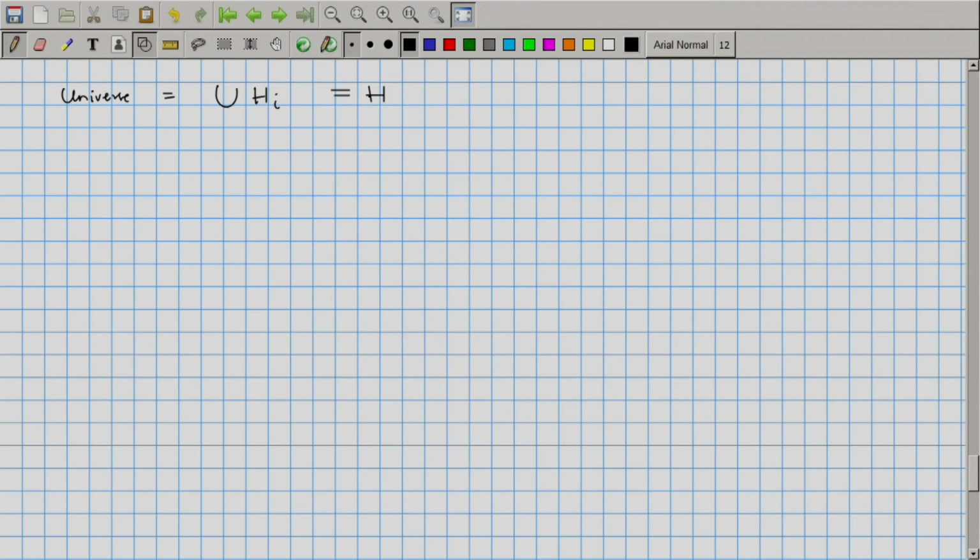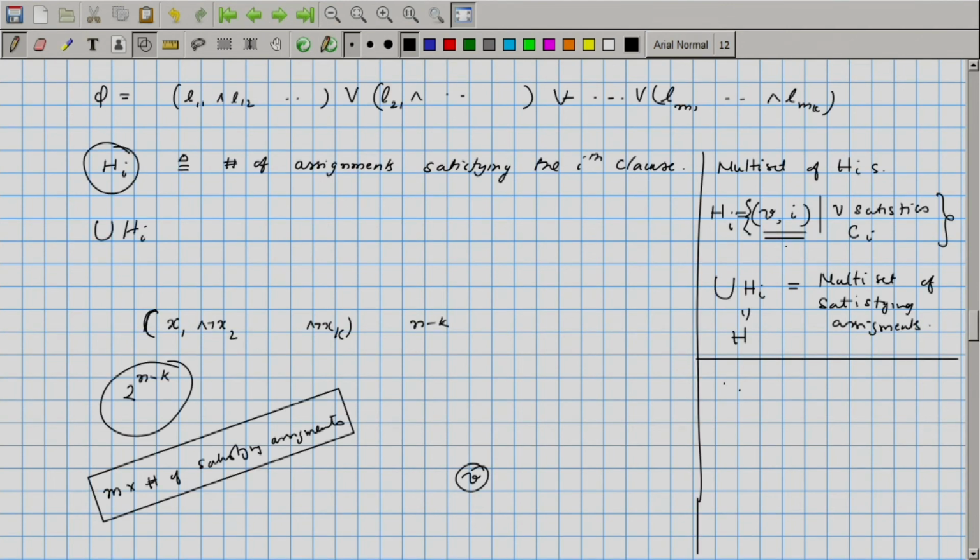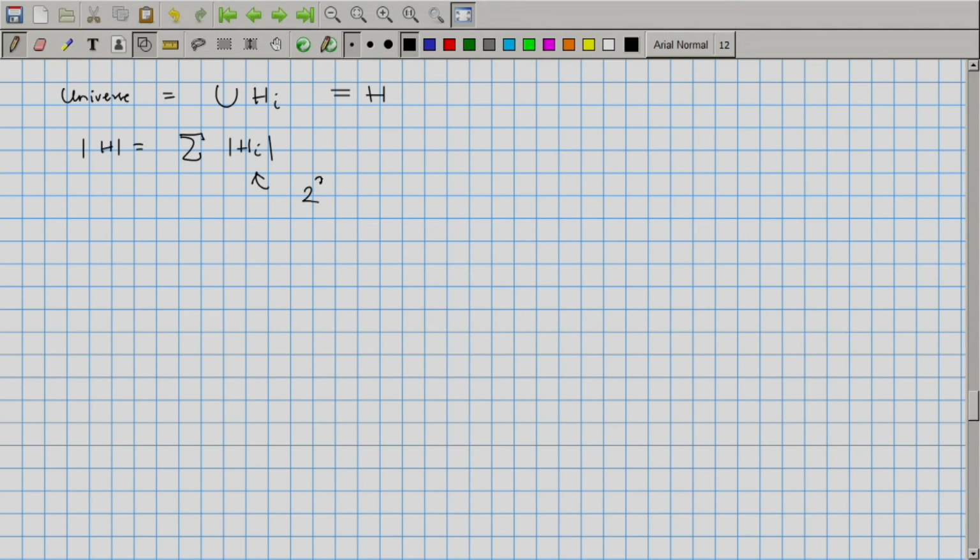Okay. Now, in this universe, obtaining the count is simple, because that is just going to be the sum over sizes of H_i, because each H_i has a unique i in the second coordinate. You look at each H_i: the elements inside it have a first component that is an assignment and a second component that is a number indicating i. So it is different for different clauses. This summation is just 2 raised to n minus k_i, where k_i is the number of literals appearing there. So the size of H can be easily computed.